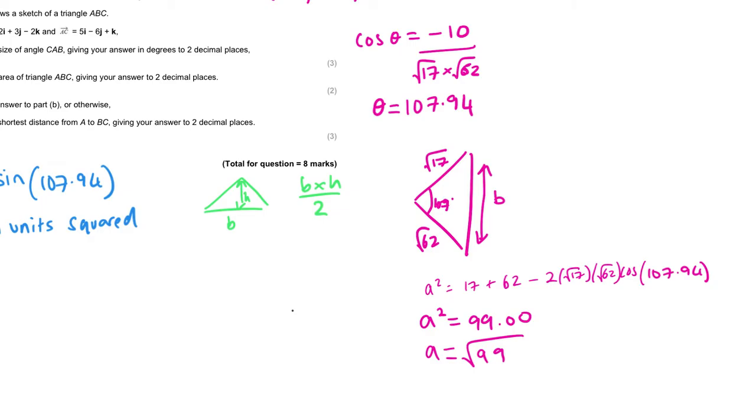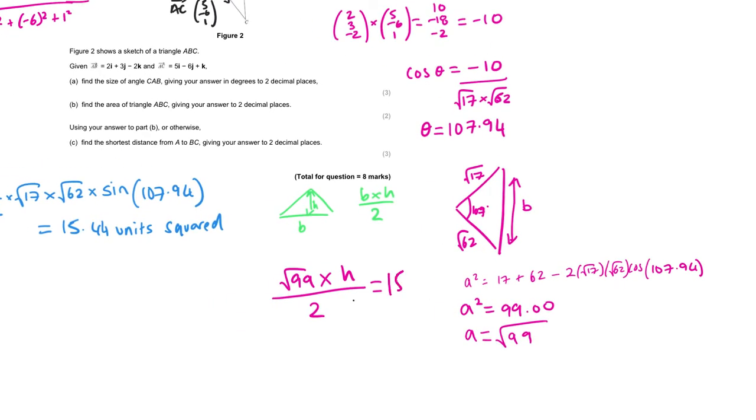So what do we know? Our base is root 99 times our height. That's what we want to know, the shortest distance from A to BC, divided by 2. This equals our 15.44. So I'm going to rearrange this: 15.44 times 2 divided by root 99 is... Once we rearrange that, our height is 3.103. It wants 2 decimal places, so it's 3.10.